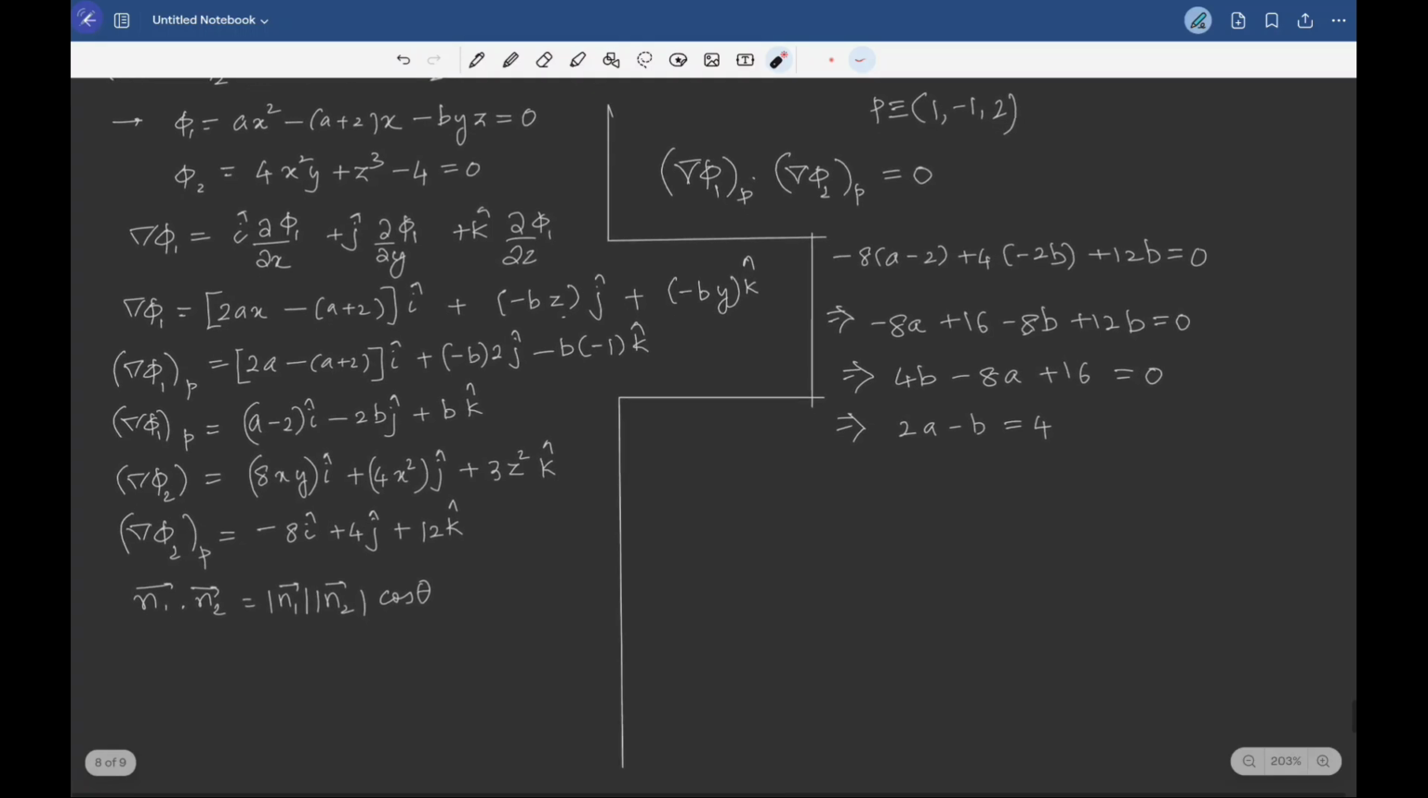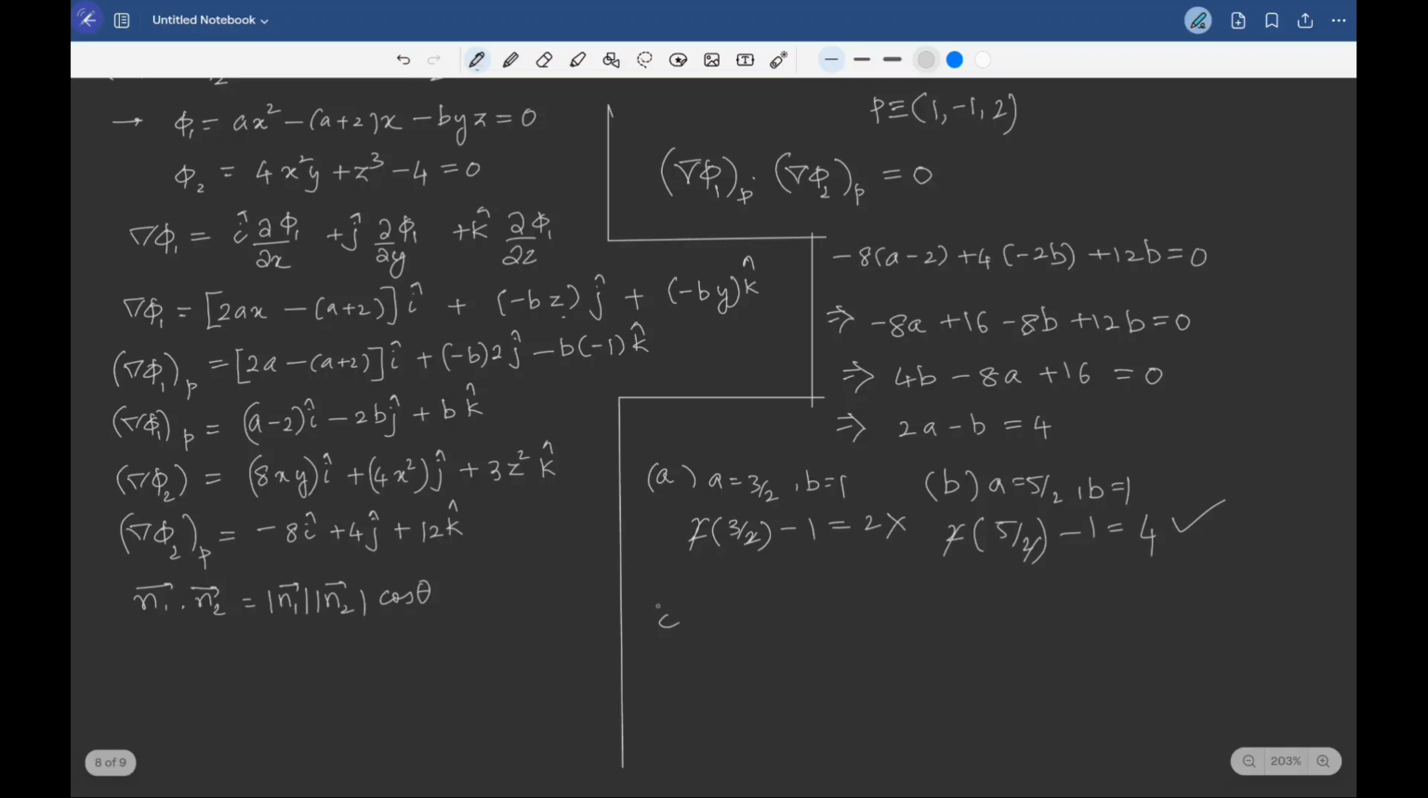Let's take the first option. First option, A is equal to 3 by 2 and B is equal to 1. So 2 into 3 by 2 minus 1 is equal to, 2 to cancel, 3 minus 1 is 2, so it is the wrong answer. Let's check for B. A is equal to 5 by 2, B is equal to 1. 2 times 5 by 2 minus 1 is equal to, 2 to cancel, 5 minus 1 is 4. So B is the right answer.